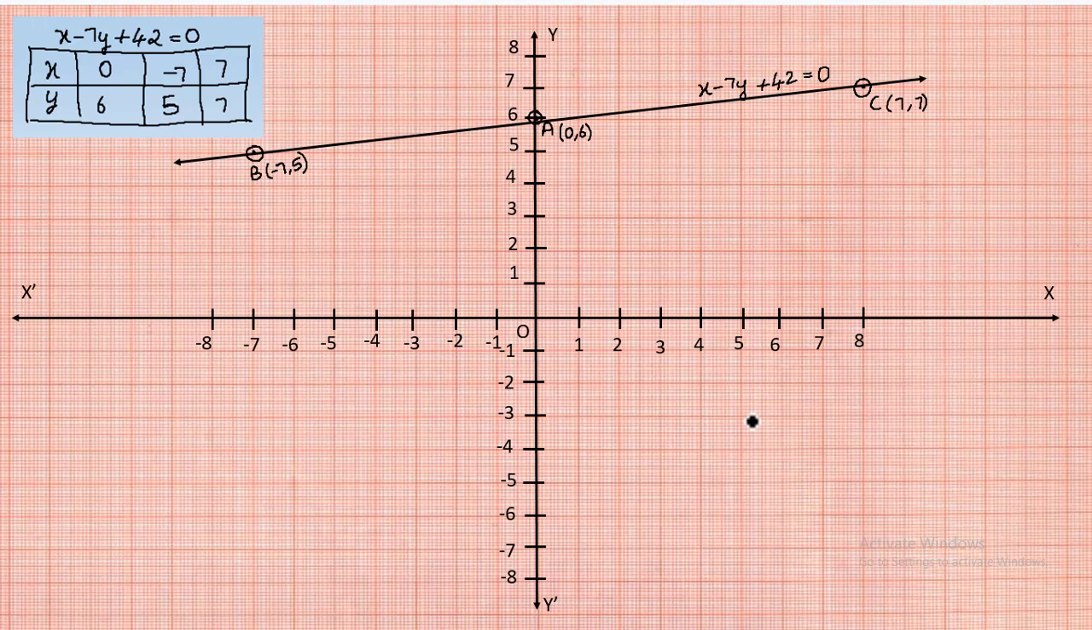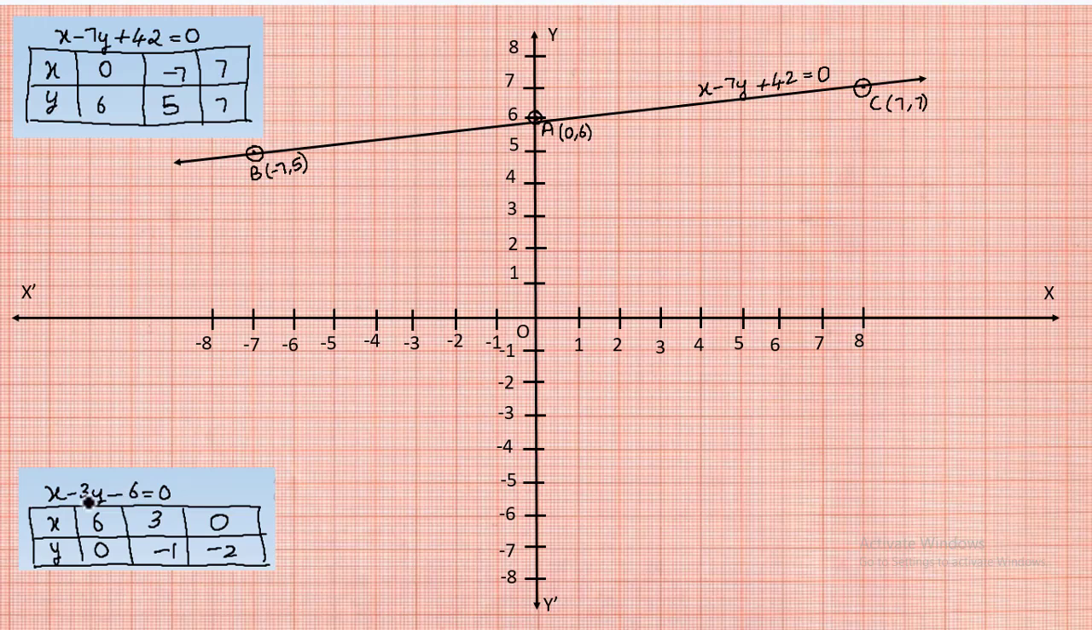Now similarly, let us plot the table obtained from the second equation, that is x minus 3y minus 6 equal to 0. Here the x value is 6 and the y value is 0. So plotting at x equal to 6 and y 0, we get a point here. Mark this point as P, where x is 6 and y is 0. Similarly, the next point we have to plot is at x equal to 3, y equal to minus 1. So minus 1 is here. So we get a point here. X is equal to 3, y equal to minus 1. Let us mark this point as Q.